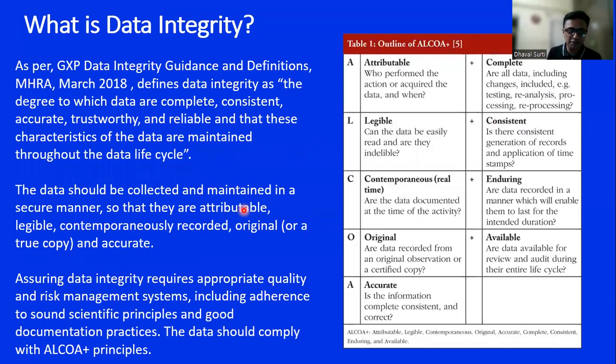Now, once we understood what is data, let's understand what is data integrity. As per the GXP data integrity guidance and definitions by MHRA in March 2018, data integrity is defined as the degree to which data are complete, consistent, accurate, trustworthy and reliable, and that these characteristics of the data are maintained throughout the data life cycle. So let's understand again: the degree to which data are complete, consistent, accurate, trustworthy, so we can trust it, and reliable, so we can rely on it to make some decisions. And that these characteristics of the data are maintained throughout the data life cycle, so it will not change during the life cycle.